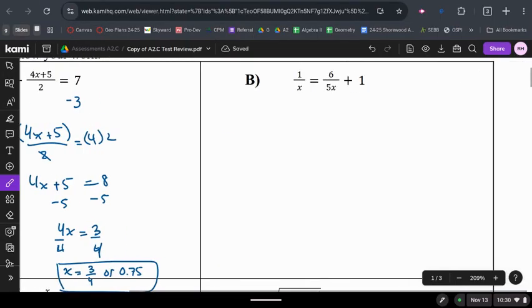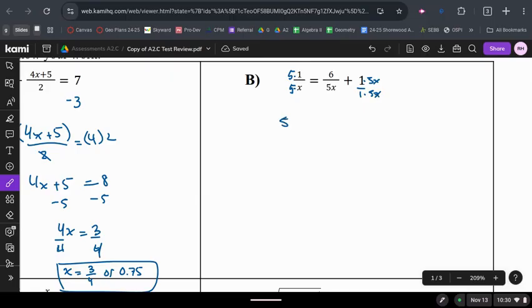For the second problem, I need to get a common denominator. I see that I've got a 5 on this side, but not on the left, so I need to add a 5. If I do it to the bottom, I need to do it to the top. So both numerator and denominator need a 5x. This last one as well needs to be 5x on the bottom as well. So I need to multiply both top and bottom by 5x to get that common denominator.